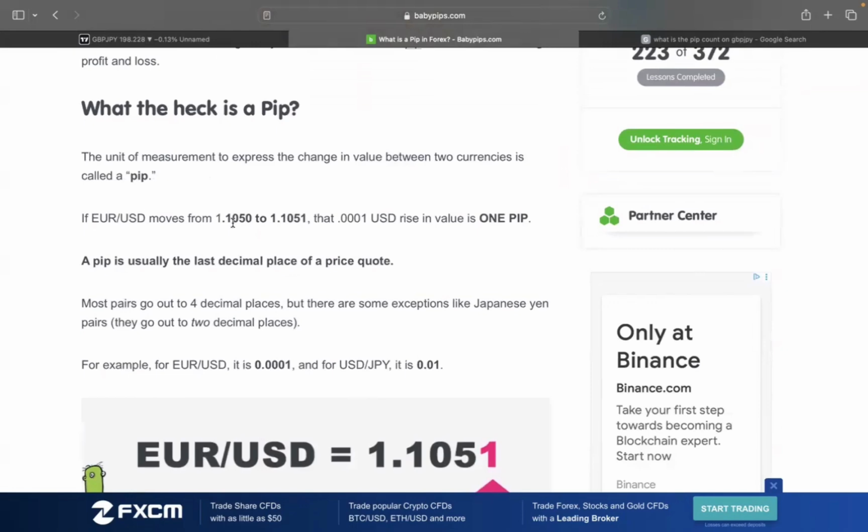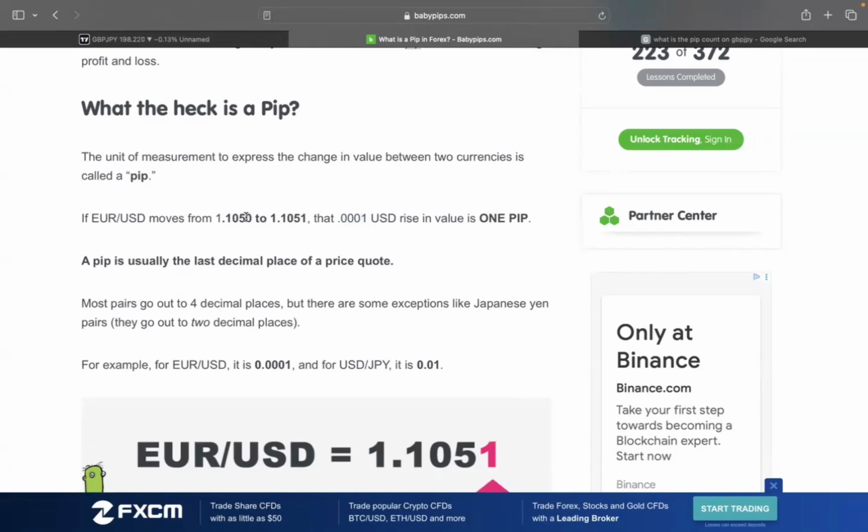Then we looked at pip count. Every market has a pip count, and that pip count helps you know where to calculate your pip value from. So for Euro USD, for example, it has 4 decimal places, so any of these decimal places here can be the pip count. But for Euro USD, according to Babypips, it is 0.0001, which is the fourth decimal place.